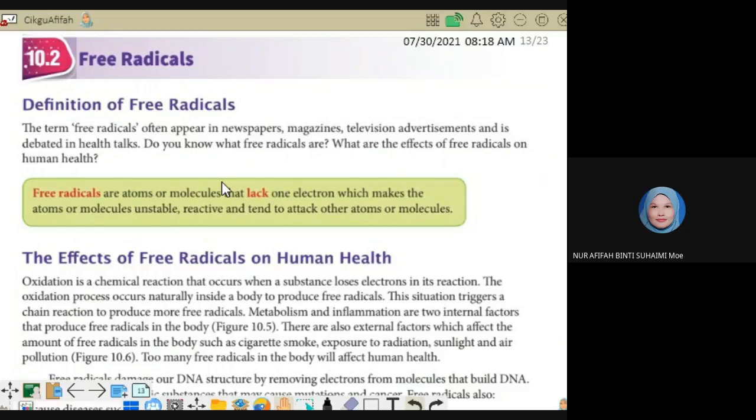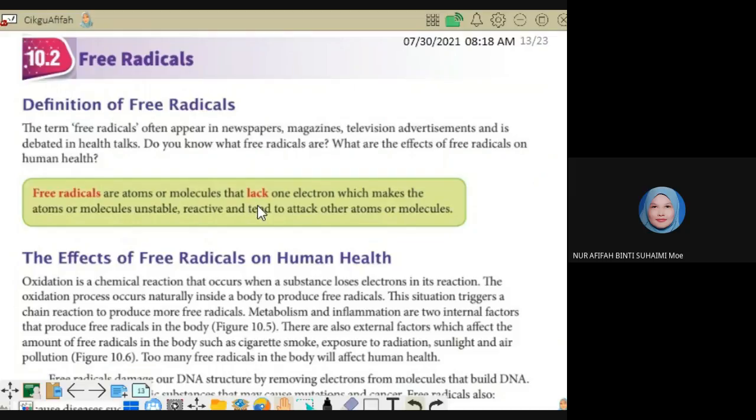This free radical causes some of the diseases in our body lah. So we need to know what is free radical and how to prevent this free radical from occurring inside our body. Free radicals are atoms or molecules that lack one electron that makes them unstable. Because the atom lacks one electron.